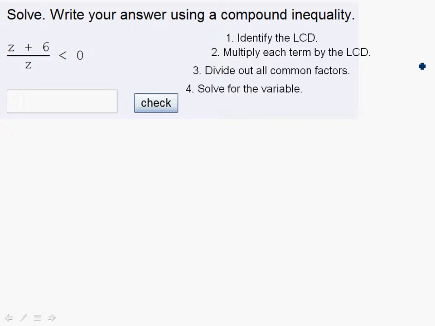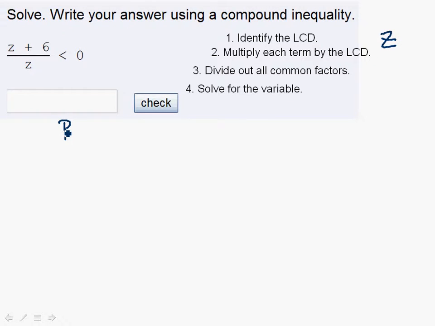Solve. Write your answer using a compound inequality. Our first step is to identify the least common denominator. Least common denominator, there's only one denominator, so it's going to be z. Then I'm going to multiply each term by this least common denominator.